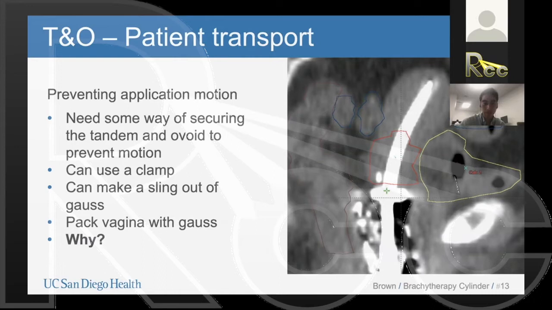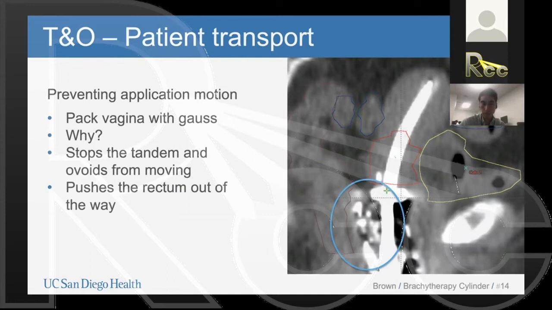So it's really important. People don't often think about it because you're doing the tandem, you're doing the ovoid. Those are the things that everybody's concentrating on. But in my experience, someone who does really good packing gets much better dose distributions. And we actually use a lot of packing. And there's another reason we use packing. It stops the tandem and ovoids from moving, which is also really essential in this treatment technique, and I'll get to that.